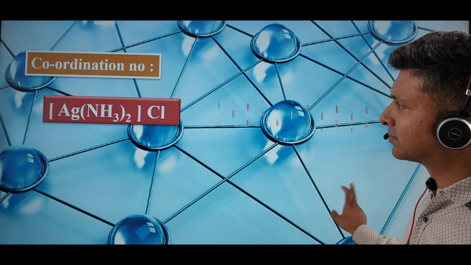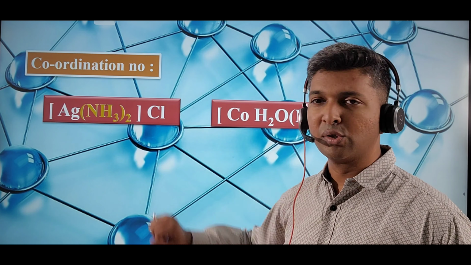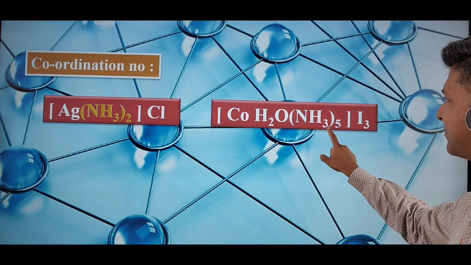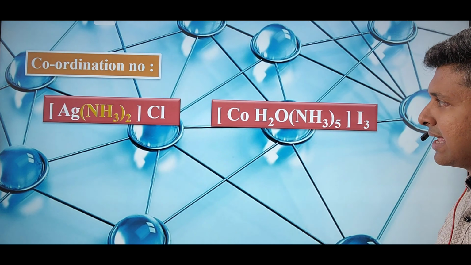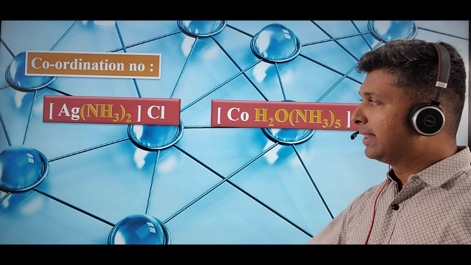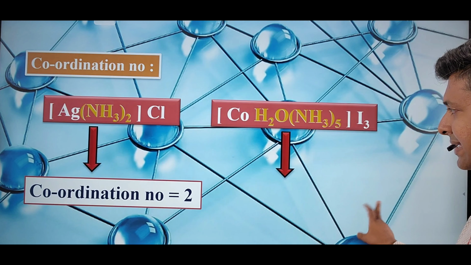Then moving on, tell me what will be the coordination number here. Here the coordination number is 2. Tell me what will be the coordination number over here. The coordination number will be 1 plus 5, that is 6. So 6 is the coordination number over here and 2 is the coordination number over here. This is a homoleptic complex. This is a heteroleptic complex.